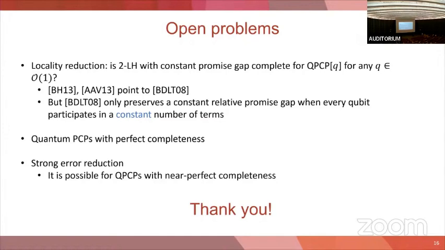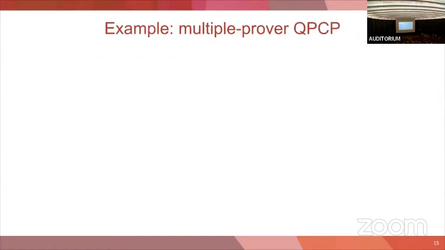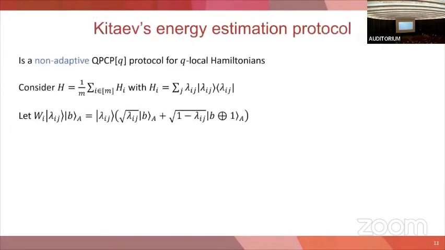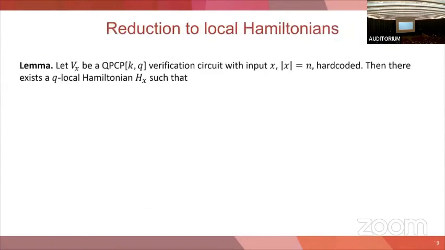Any more questions? I've got one more that's so basic that I'm afraid to ask. Could you explain again the PCP version of the local Hamiltonian problem? I didn't get how it's different from the standard one. Oh, okay. I'm not going to go back, but the answer is going to be very short. That's why I was afraid it's a basic question. No, it's totally fine.